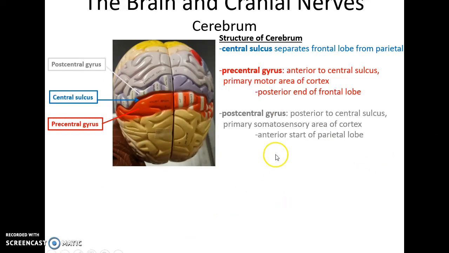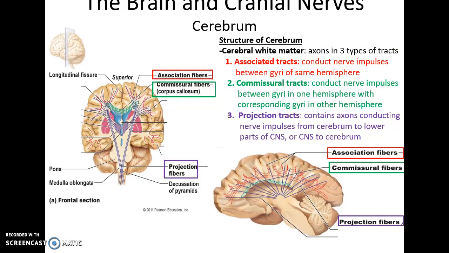So, some specially named sulci. There's the central sulcus, which is the border between the frontal lobe and the parietal lobe. The strip of gyrus of brain tissue directly anterior to it is the precentral gyrus, also known as the primary motor area of the cortex, and it is technically the posterior part of the frontal lobe. And then directly posterior to the central sulcus is the postcentral gyrus. The postcentral gyrus is also known as the primary somatosensory area of the cortex, and it is the anterior portion of the parietal lobe.